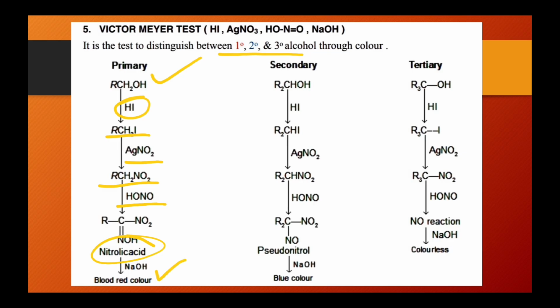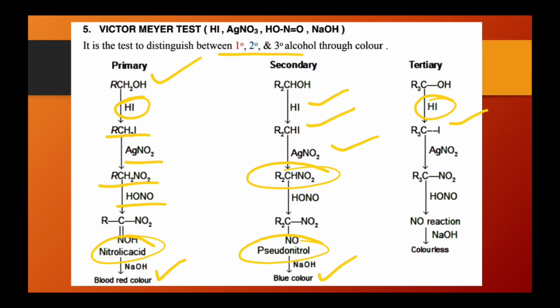Secondary alcohol also reacts with HI to form alkyl iodide, then AgNO2 to form nitroalkane, then HNO2 to form pseudonitrole. Then finally, reacting with NaOH, a blue color forms for secondary alcohol. Tertiary alcohol reacts with hydrogen iodide to form alkyl iodide, then AgNO2 to form nitroalkane. Then with nitrous acid, HNO2, there is no reaction because there is no alpha proton. So a colorless compound forms.